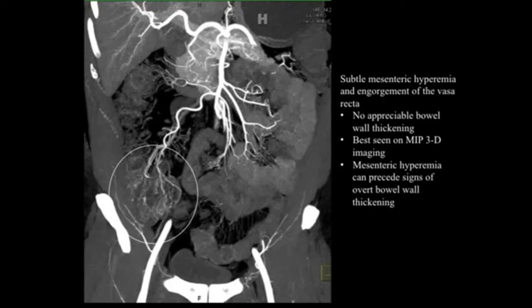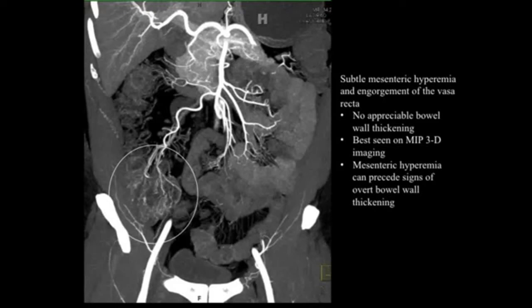But using MIP reconstructions, 3D vascular reconstruction techniques, you can see that there is very subtle engorgement of the vasa recta going to the right lower quadrant. Mesenteric hyperemia can precede signs of overt bowel wall thickening, and so that's one of the reasons why I really recommend utilizing dual phase technique, and more than that, utilizing 3D reconstructions as part of your daily routine practice.